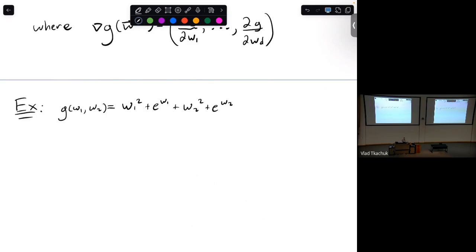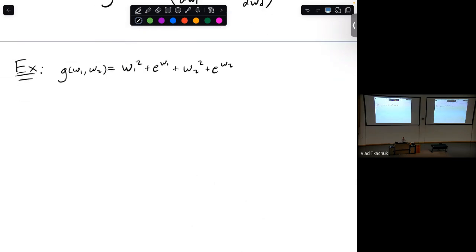So let's calculate the gradients. I'll tell you what our initial guess is. I'll tell you what the step size is in that picture. We'll really quickly calculate some things and see that it checks out.